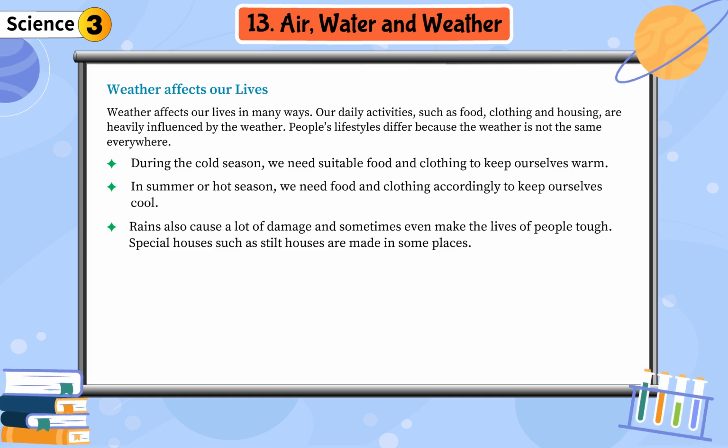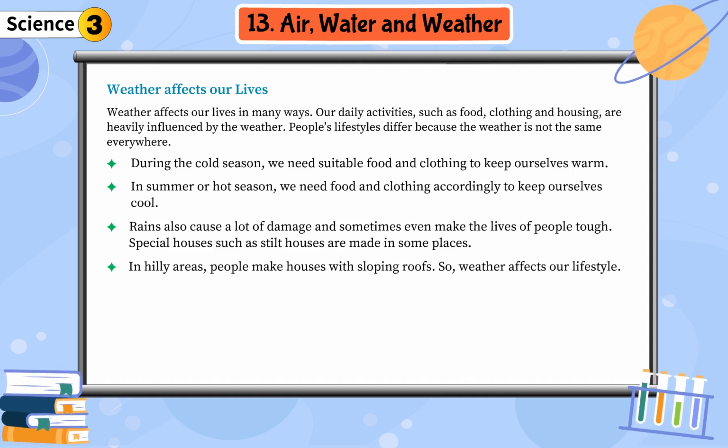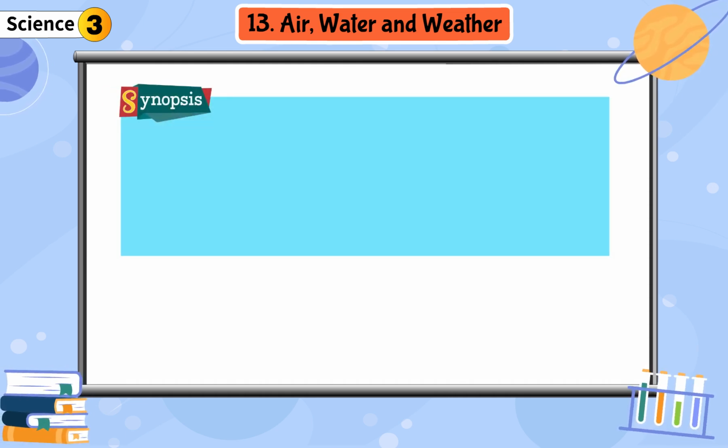Rains also cause a lot of damage and sometimes even make the lives of people tough. Special houses such as stilt houses are made in some places. In hilly areas, people make houses with sloping roofs. So, weather affects our lifestyle.